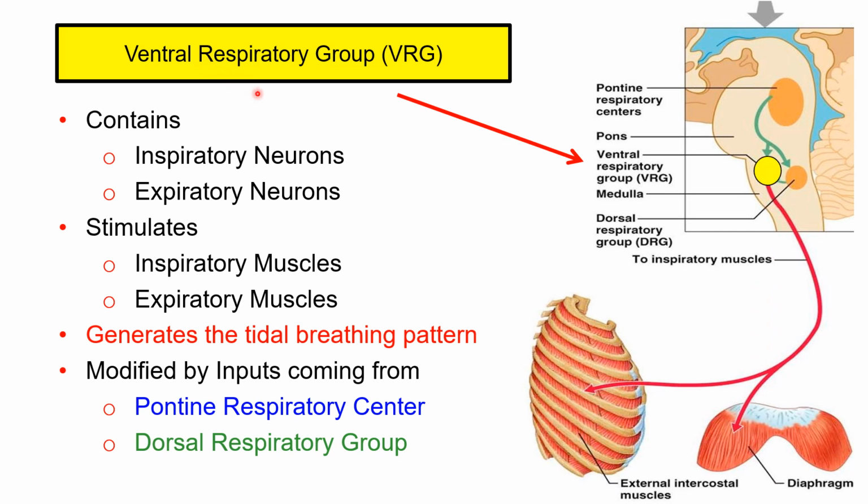It is this one. It contains inspiratory and expiratory neurons and therefore stimulates your inspiratory and expiratory muscles. It generates the tidal breathing. And it is modified by inputs coming from the pontine respiratory center and the dorsal respiratory group.